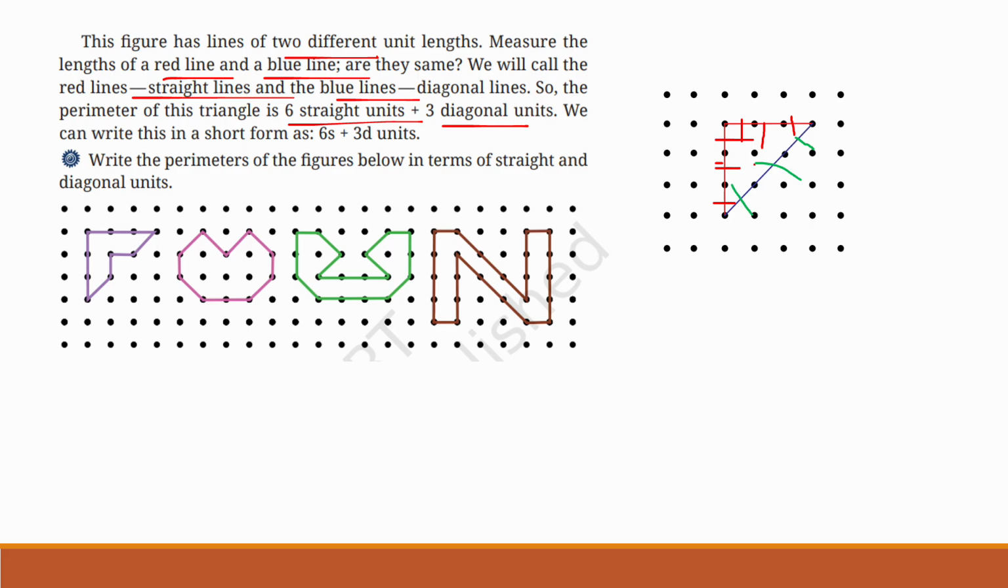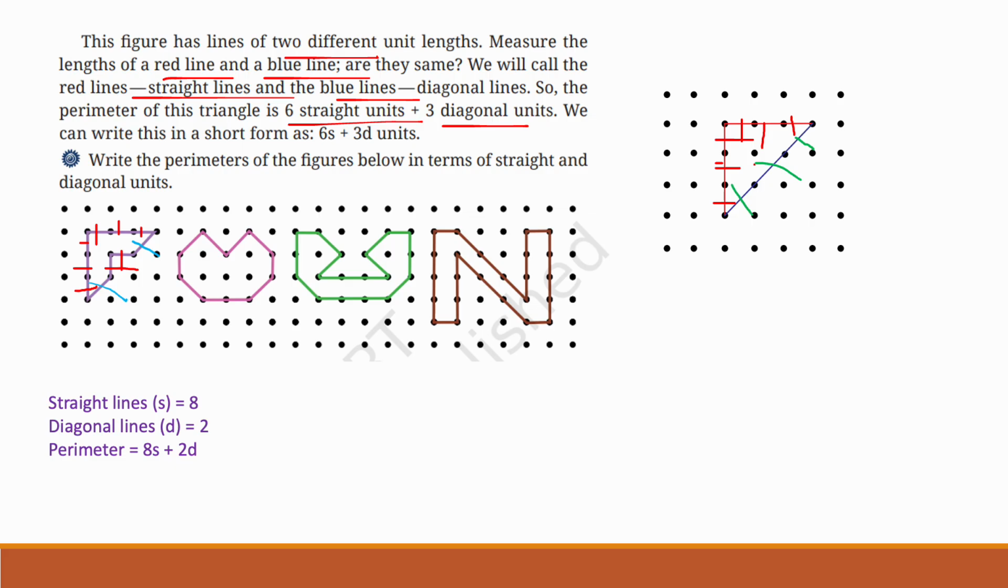Then write the perimeter of the figures below in terms of straight and diagonal units. See the first figure. How many straight units are there? See 1, 2, then 3, 4, 5, 6, then 7, 8. So there are 8 straight lines. Then how many diagonal units are there? See 1, then 2. So 2 diagonal units are there. So what is the perimeter? The perimeter is 8s plus 2d, 8 straight units plus 2 diagonal units.